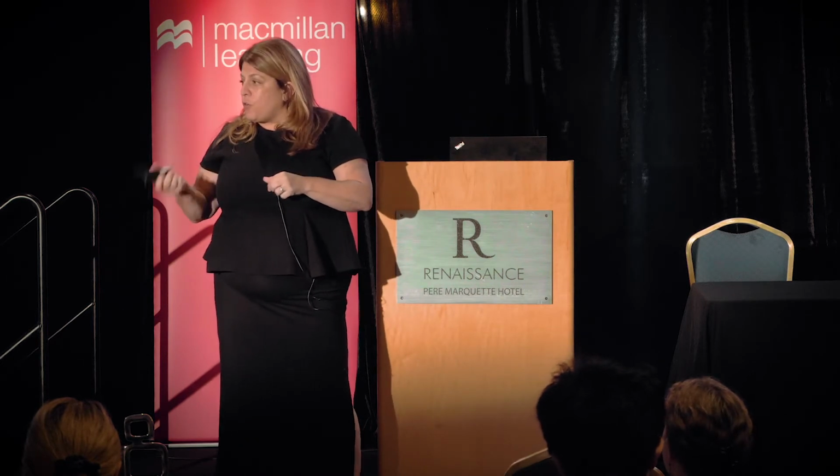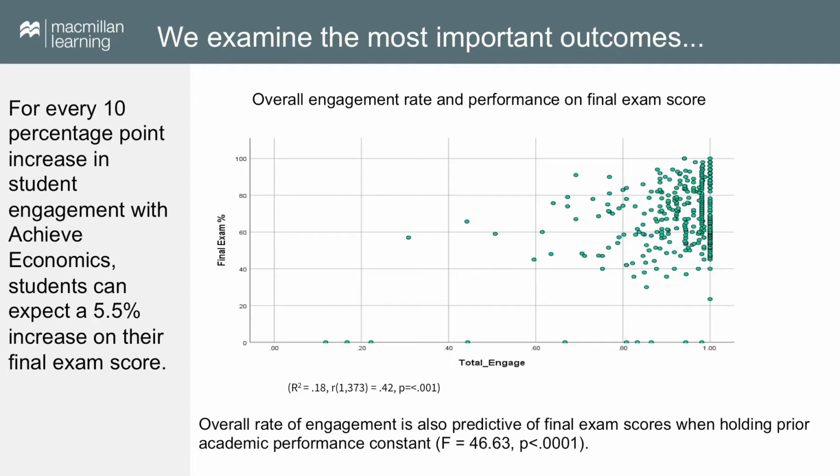If I looked at overall course grade, we could argue there's multicollinearity there, and I suspect that there is. If you look at final exam scores, all of these instructors made their own final exam. And so they weren't pulling questions from Achieve, they were questions that they had developed, and then we were able to show that because students were engaged, as they engage more, there's a higher chance that they'll do better on the exam. And when we did some predictive analysis, we found that for every 10 percentage point increase in student engagement, they can expect to see a 5.5 increase on their final exam score.